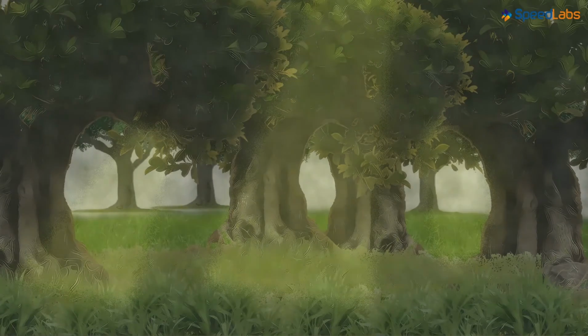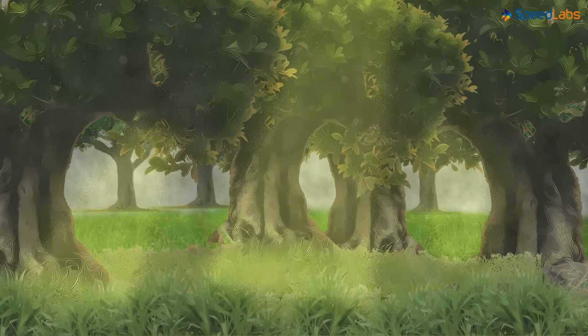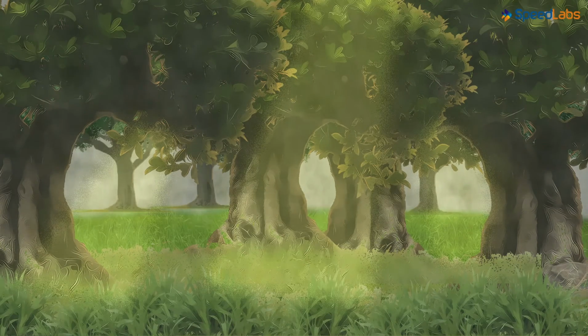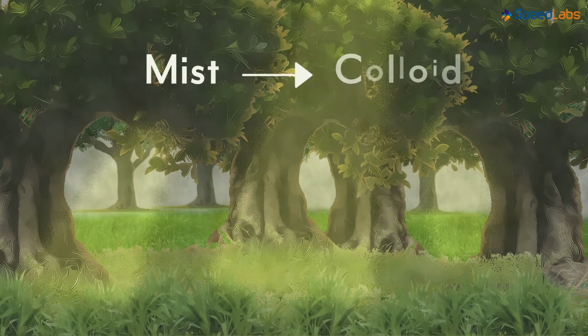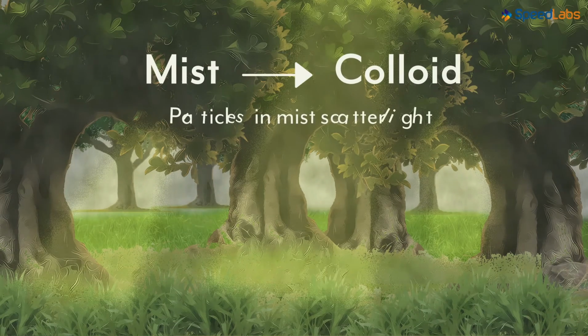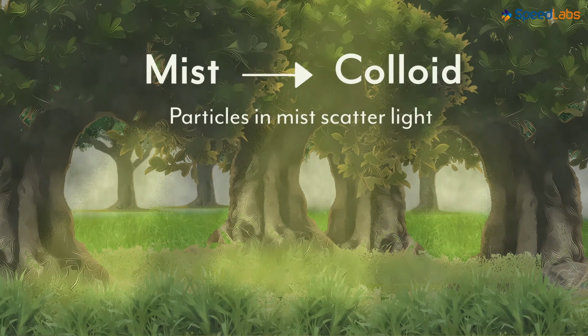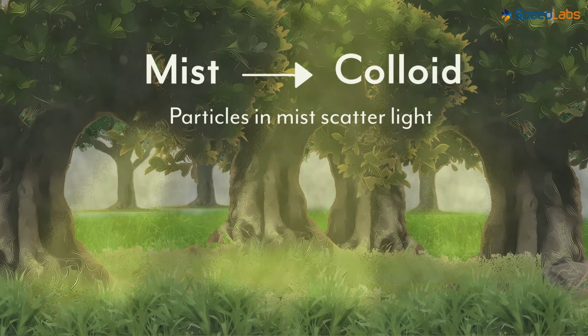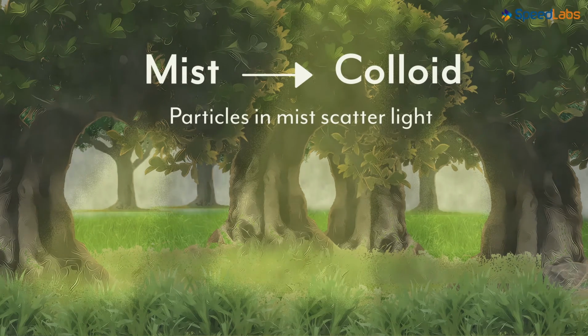Let us take another example. Have you ever observed the rays of light that enter through the trees in a forest? Do you know why this happens? The mist in the forest is also a colloid. The particles that are present in the mist scatter this beam of light. The particles are extremely small and cannot be seen by the naked eye, but they are still present in the mixture.